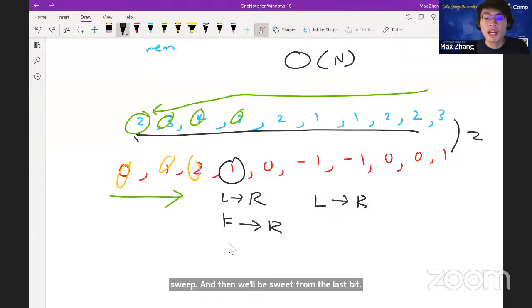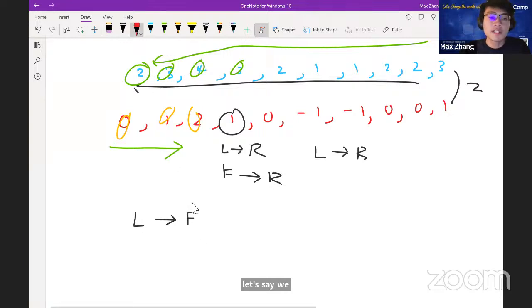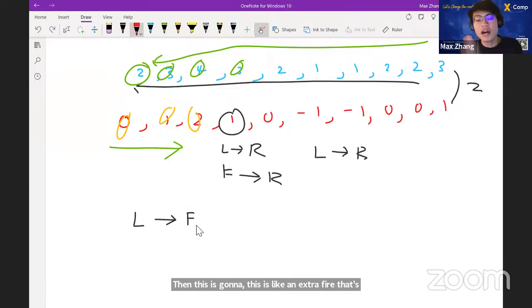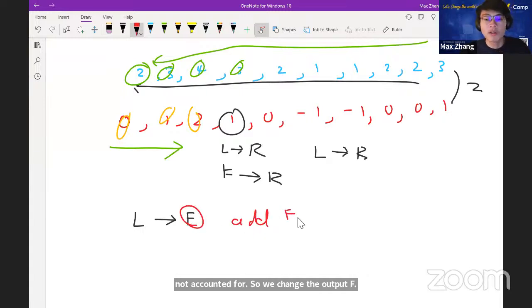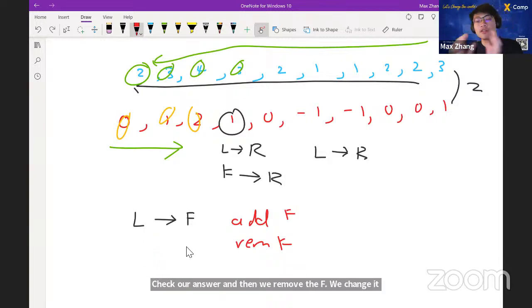And what I was talking about with the rollback was that let's say we change an L to an F, then this is an extra fire that's not accounted for. So when we change the L to an F, we first add the current coordinate based on the F, we check our answer, and then we remove the F. So we change it back to an L, and then we keep going to the next position. That's the rollback: if you consider changing to an F, you may have to temporarily add a new coordinate, consider the answer, and then take it out and keep going.